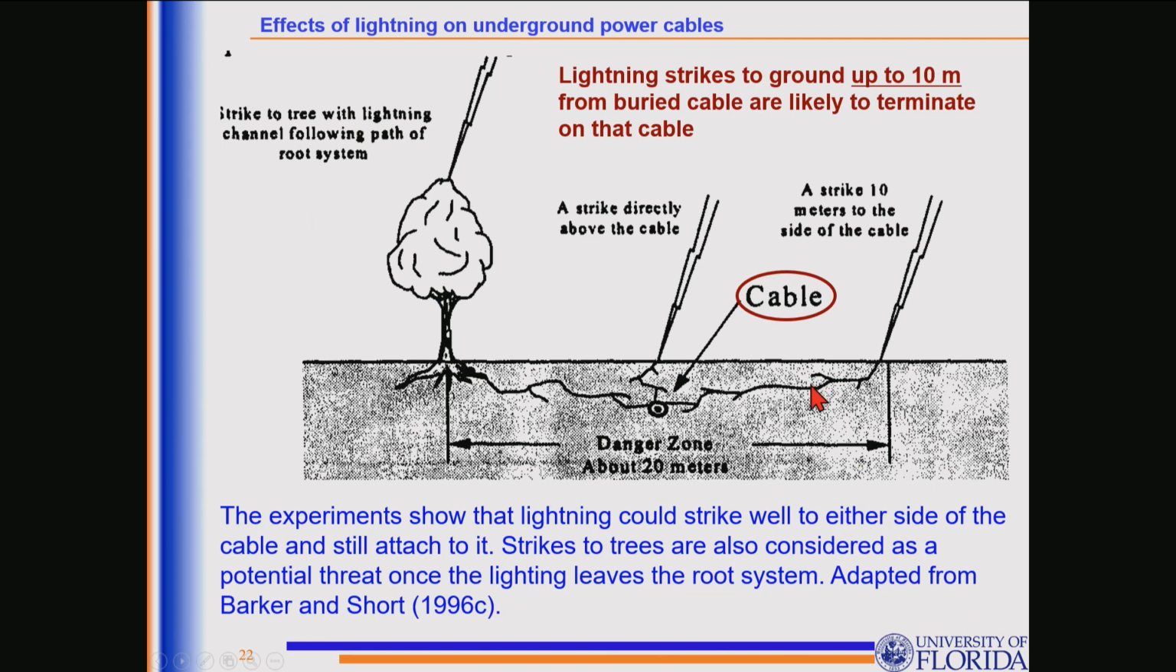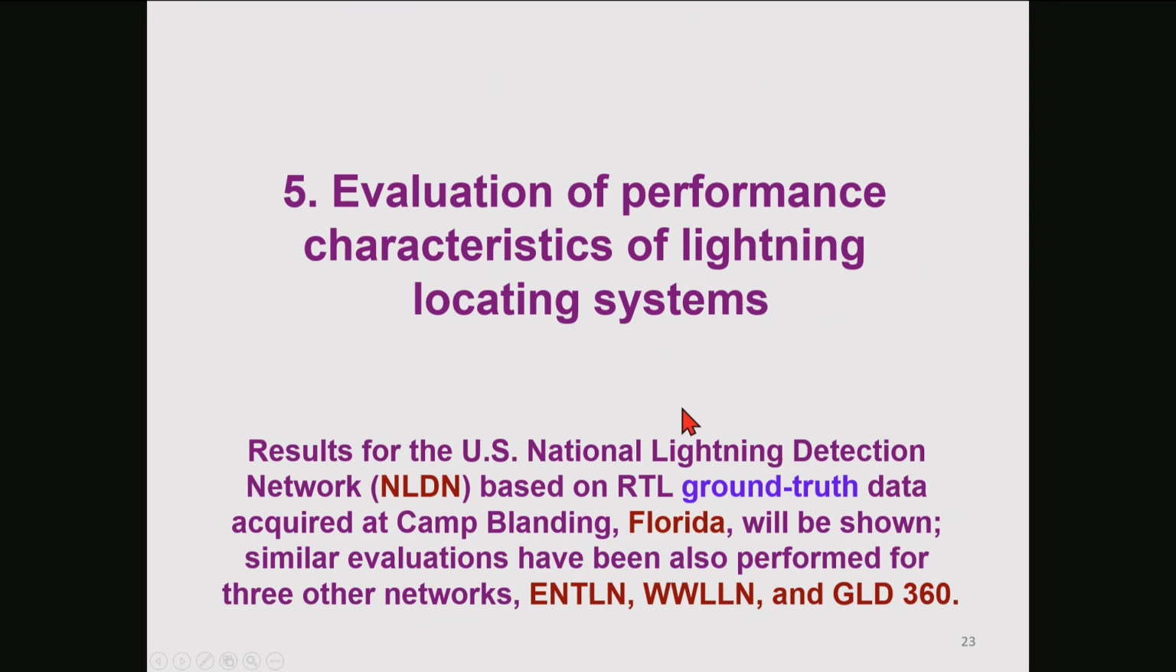And as a result of those experiments, it was determined that lightning strikes to ground or to a grounded object, a tree for example, within 10 meters of underground cable are likely to terminate on the cable and result in damage to that cable.